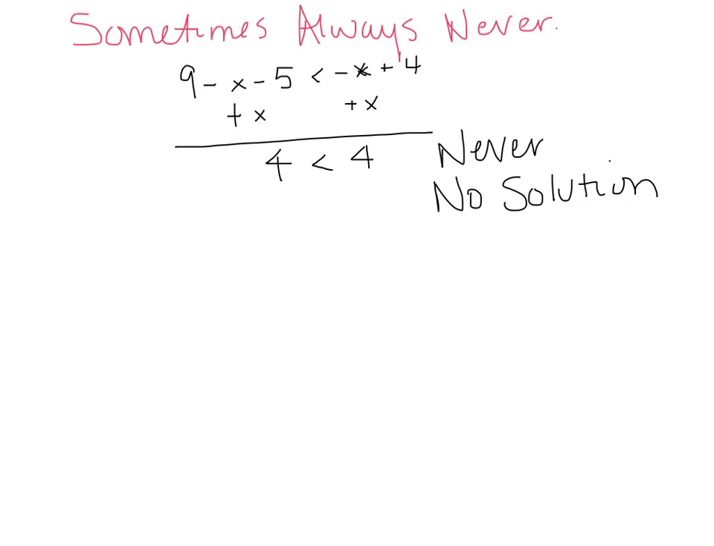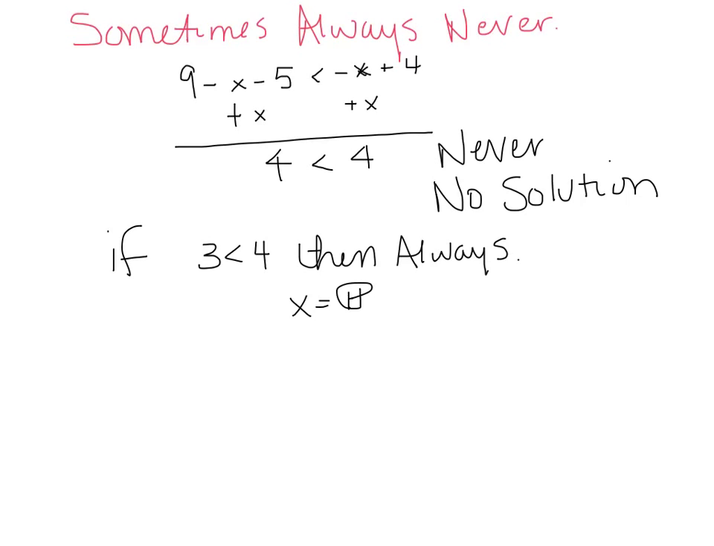Remember, if it was a true statement, if you had come down to something that said 3 is less than 4, then that's always true. And what you would have said is x can be any value whatsoever. So maybe we'll say x is all real numbers, and the original statement had been an identity. Okay. It is true for all values of x, so therefore it was an identity. Alright, so that's quick and easy.